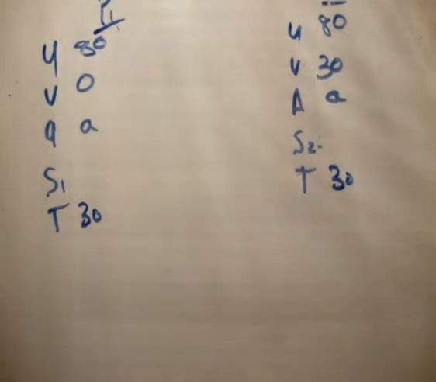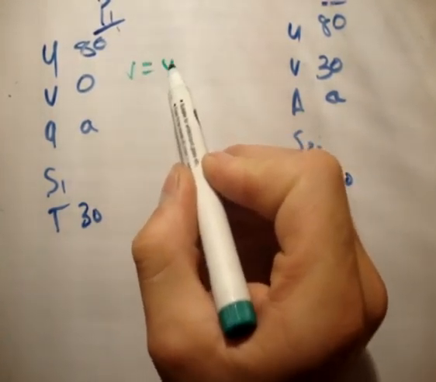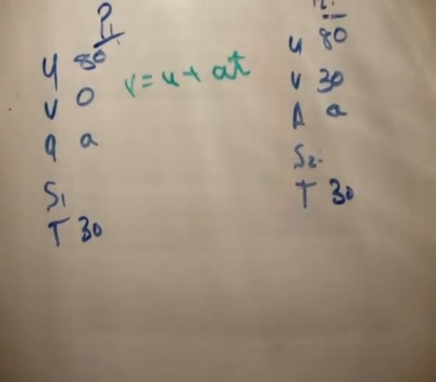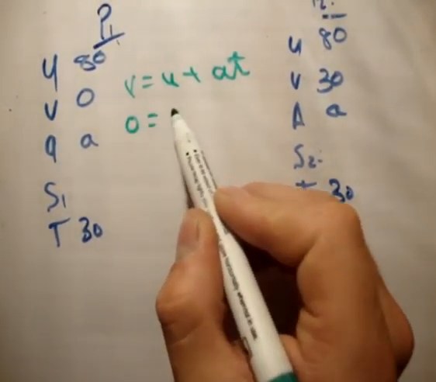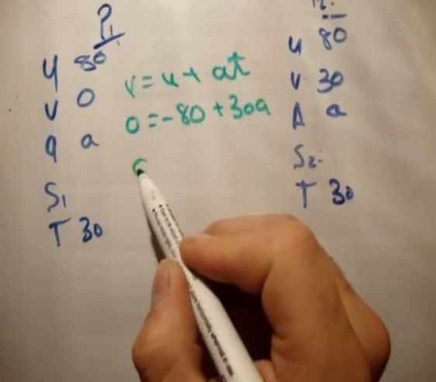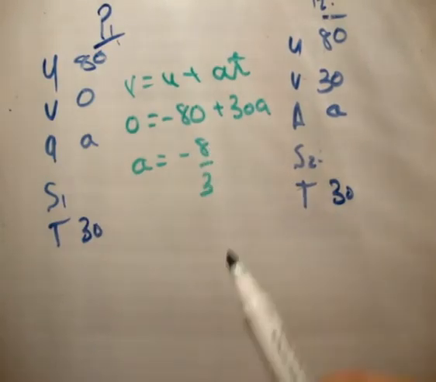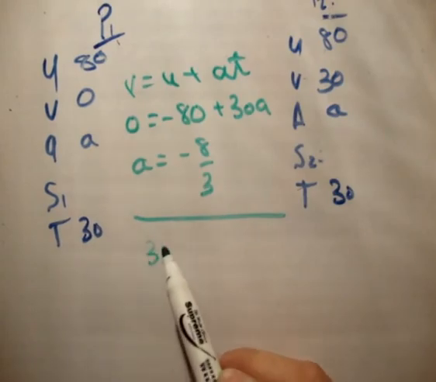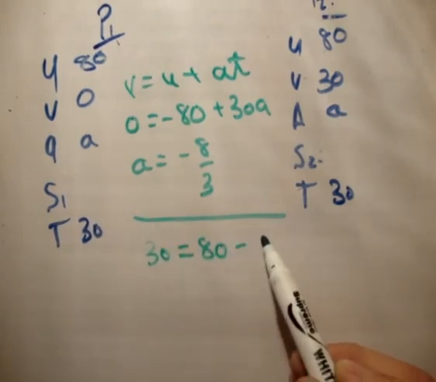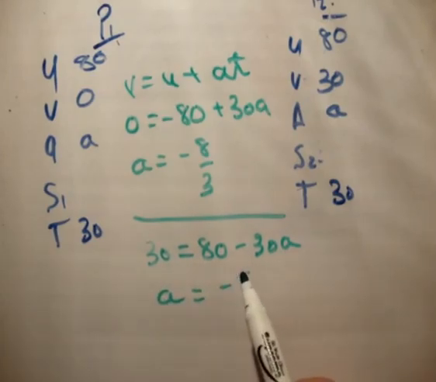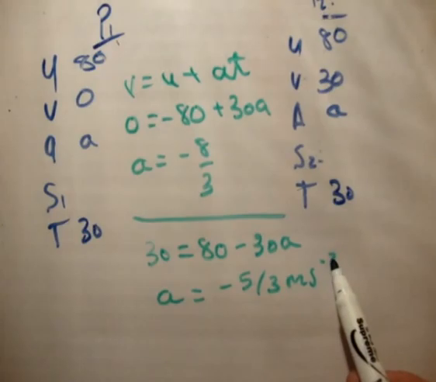So the distance travelled here, we want to get the acceleration, we'll say. So V is equal to U plus AT. This is for P1. So 0 is equal to 80 plus 30A. Therefore, A is equal to minus 8 over 3 metres per second squared. And for P2, we have 30 is equal to 80 plus 30A. And this time, A is equal to minus 5 over 3 metres per second squared.